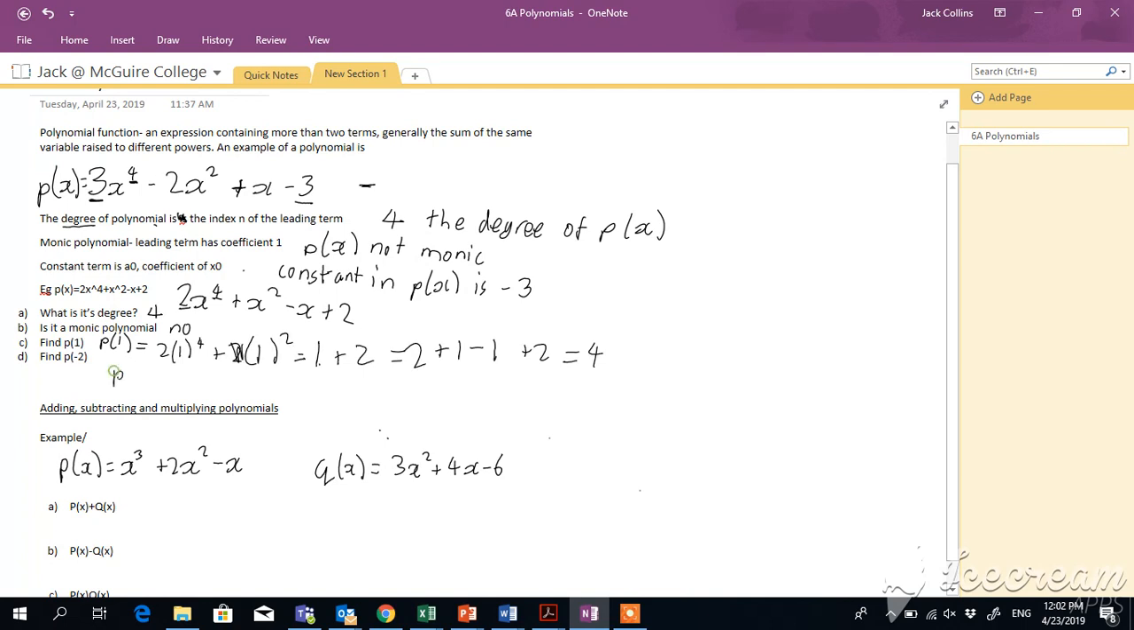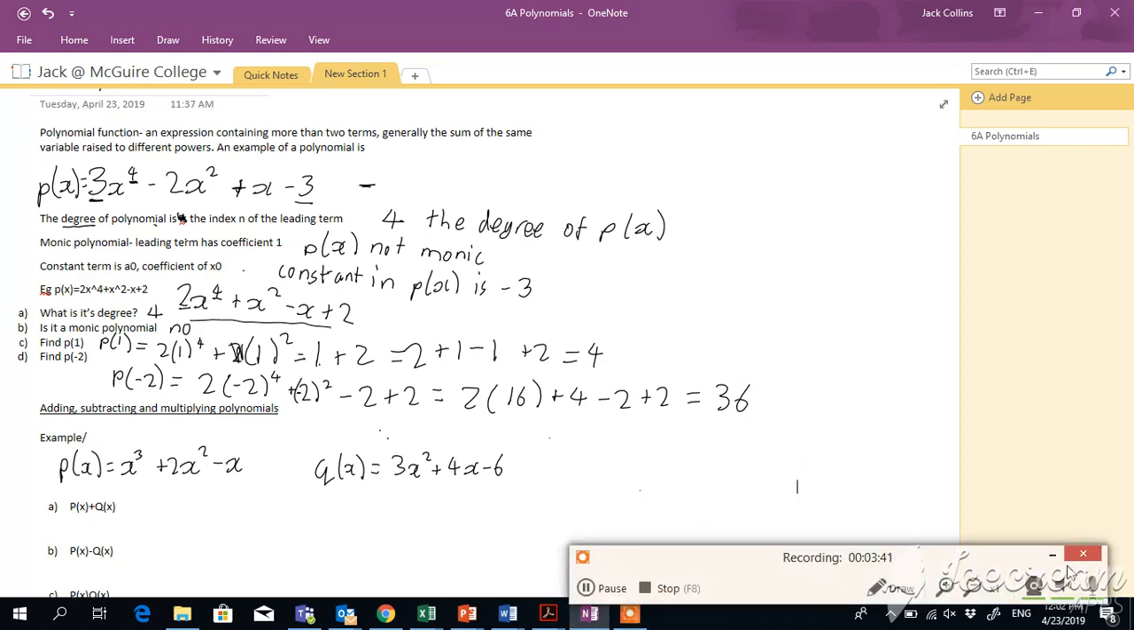And p of minus 2, you just substitute in the value of minus 2. So you'd have 2 times minus 2 to the 4, plus minus 2 squared, minus minus 2, plus 2. Just substituting into the expression up here. Minus 2 to the 4 is 16, so that's 2 times 16, plus 4, plus 2, plus 2, which is equal to 32 plus 4 is 36, plus 2 is 38, minus 2 is 36.